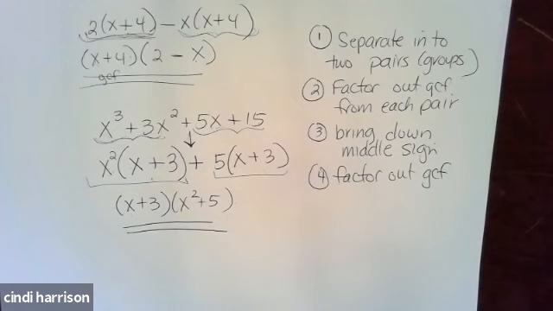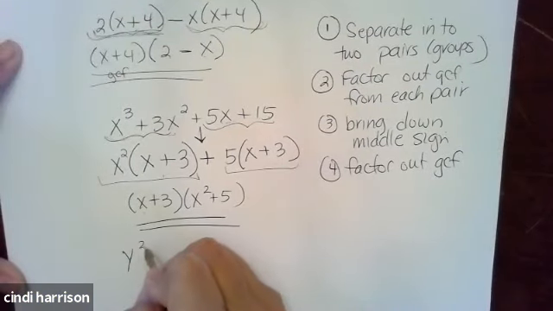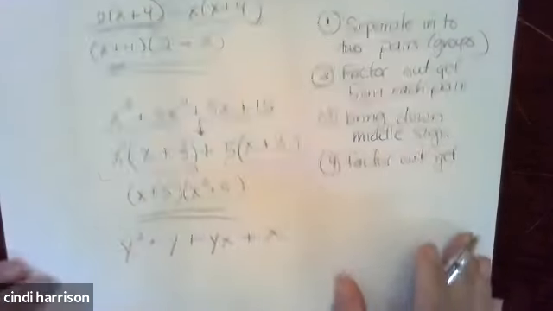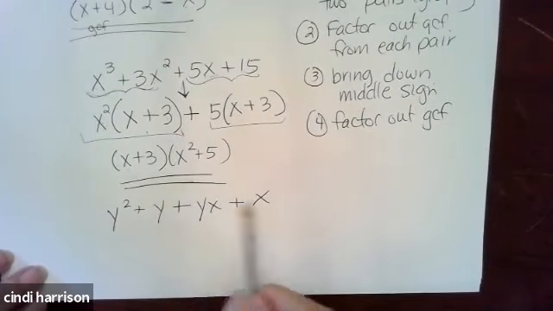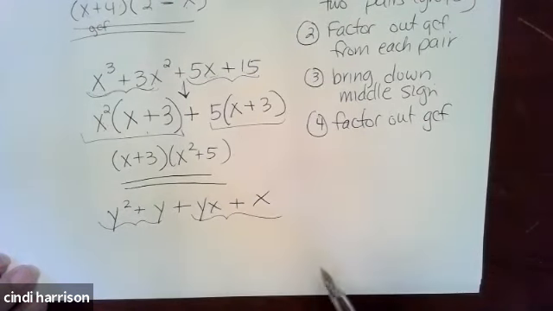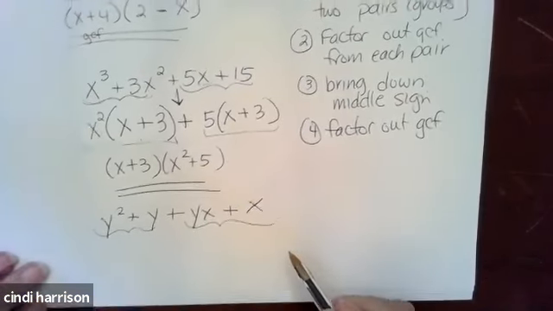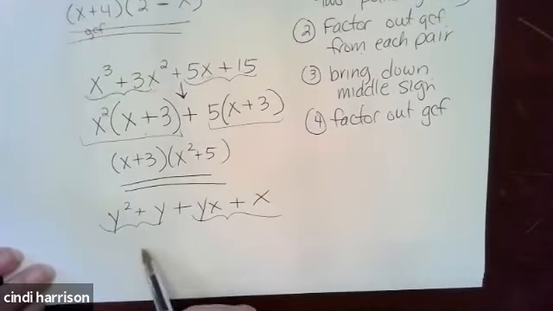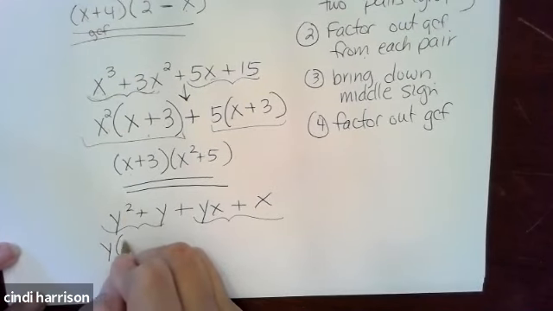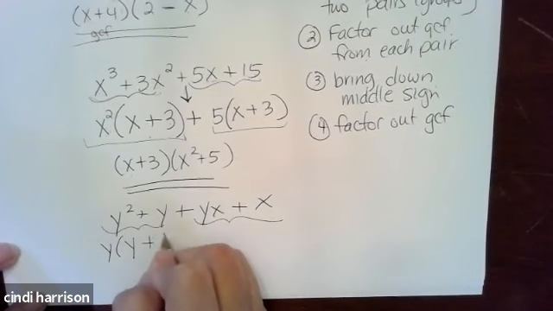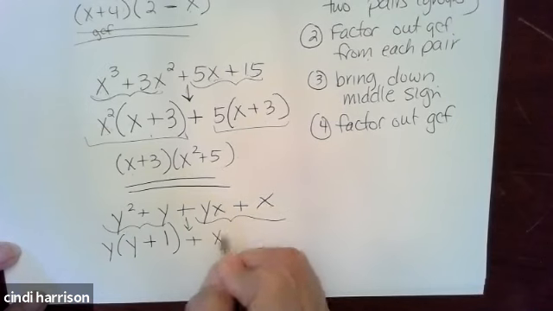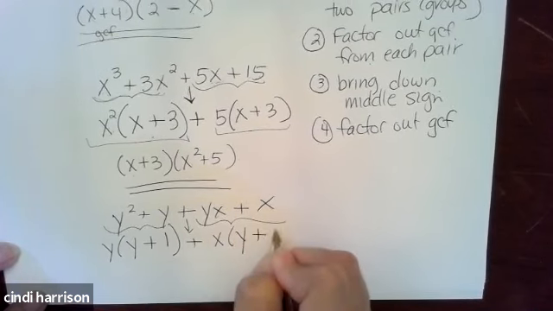All right, so next example. Okay, so again, we have 4 terms. The directions will say factor. So we're going to separate them into 2 pairs that do have a common factor. Now we're going to factor the GCF from each pair. So here, the GCF is y. And if we factor that out, that leaves y plus 1. Bring down the sign. And then here I can factor out an x, and that leaves y plus 1.